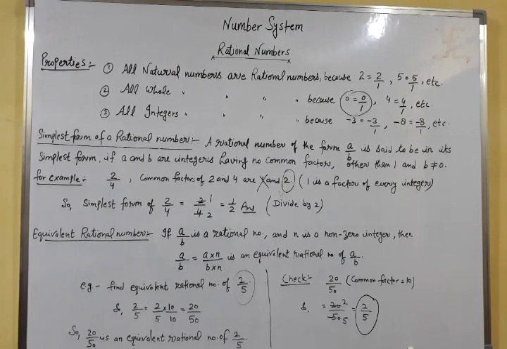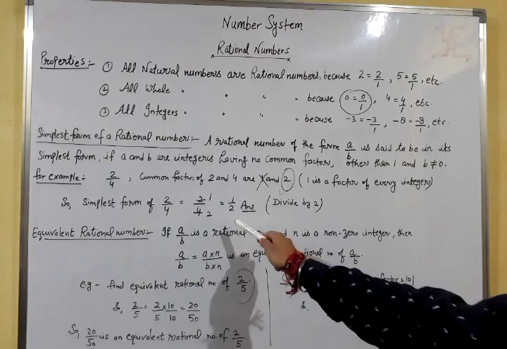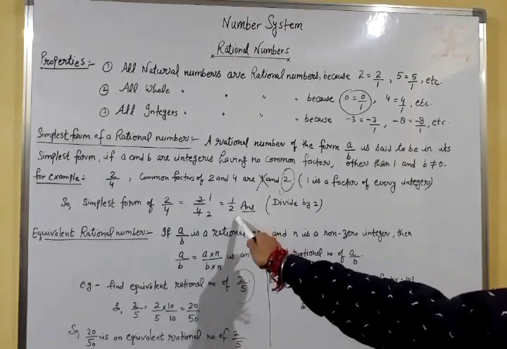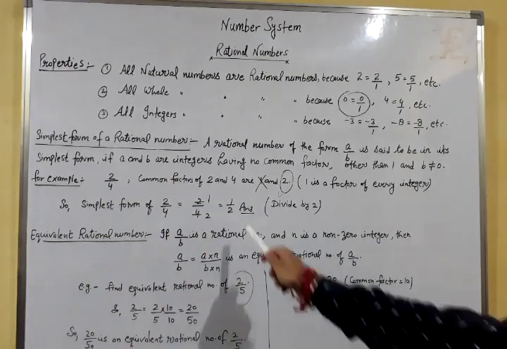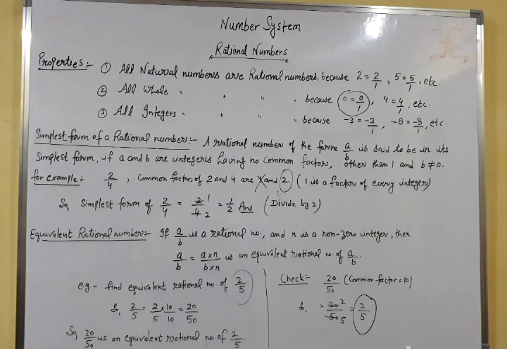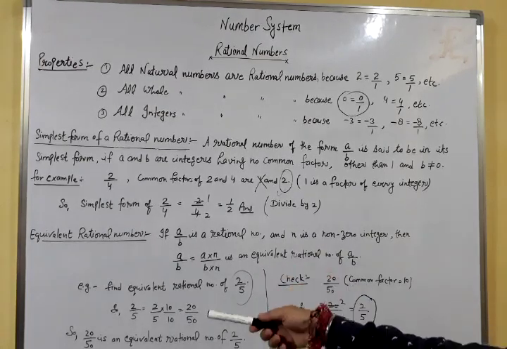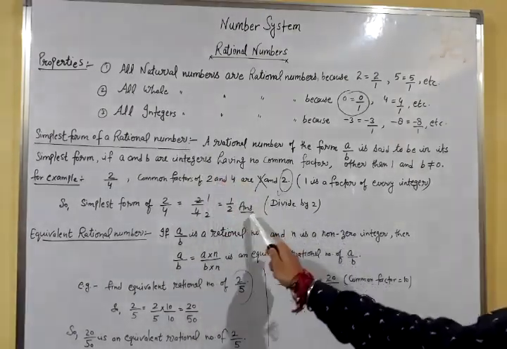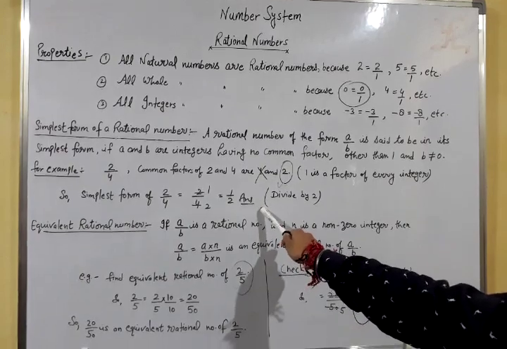And now you can observe there is no common factor of 1 and 2 other than 1. Therefore, we can say 1 by 2 is the simplest form of 2 by 4. It is also the standard form of a rational number. While solving a few examples of the exercise, we need to transform all the rational numbers into the simplest form. That will be our final answer.